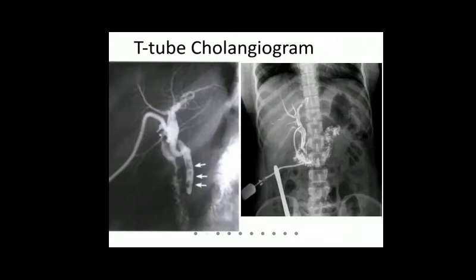So this is the post-operative T-tube cholangiogram on the left side, showing filling defect in the CBD with dilated common bile duct. The most common cause is the retained stone, that is the residual stone. So what is the difference between retained stone and recurrent stone? Or the difference between recurrent stone and residual stone?